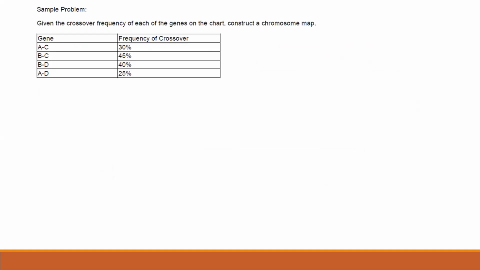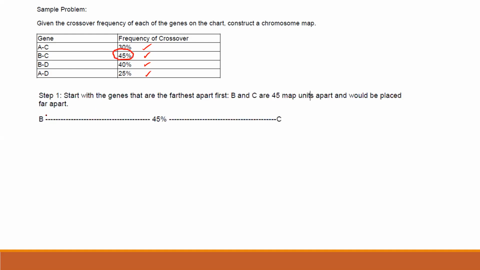So let's take a look at a problem. Given the crossing over frequency of each of the genes on the chart, construct a map. A to C is 30 map units apart. B to C is 45. B to D is 40. A to D is 25. Well, what we see here is the furthest distance is B to C. So we do that first, we put that there first. And then we just start playing around with this.